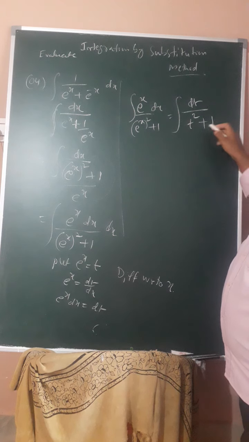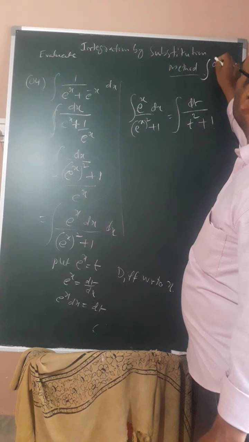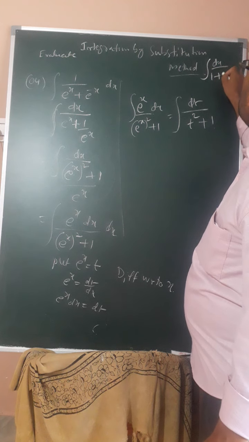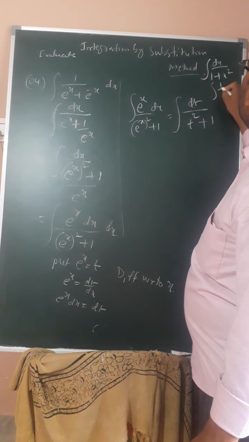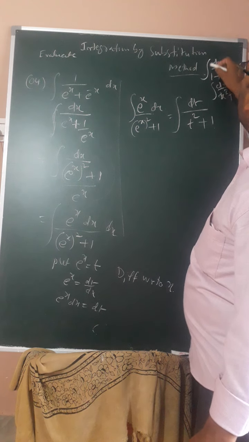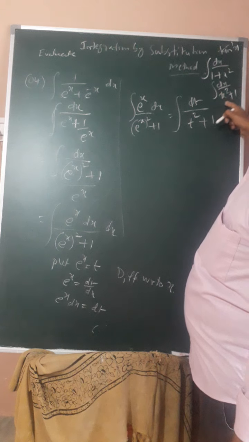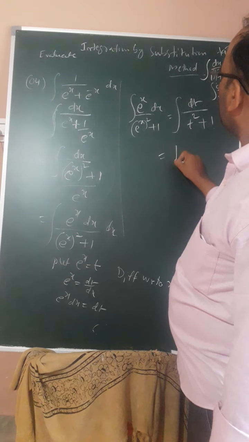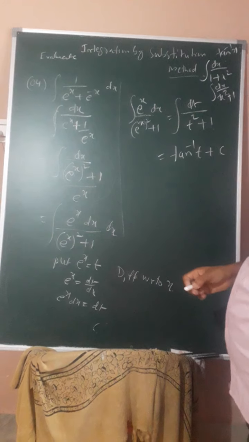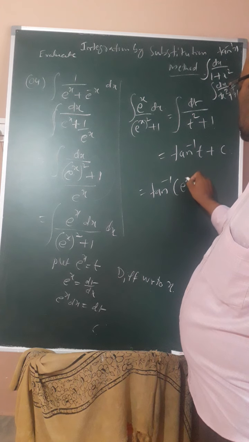So this is converted into a standard integral. We know the result, that is integration of dx by 1 plus x square, or dx by x square plus 1, both are the same, that is tan inverse x. Here it is tan inverse t plus c. So tan inverse t, where t is e raised to x, plus c.